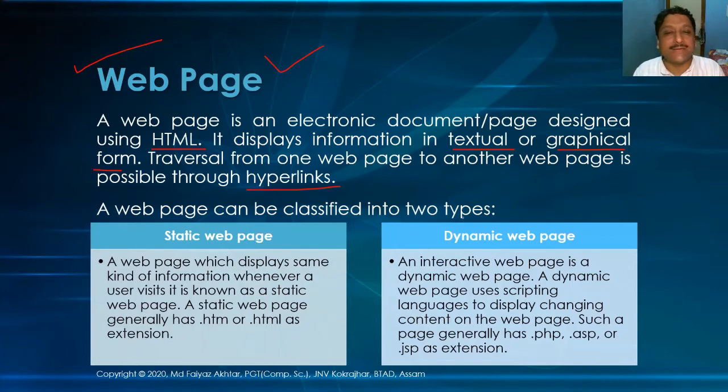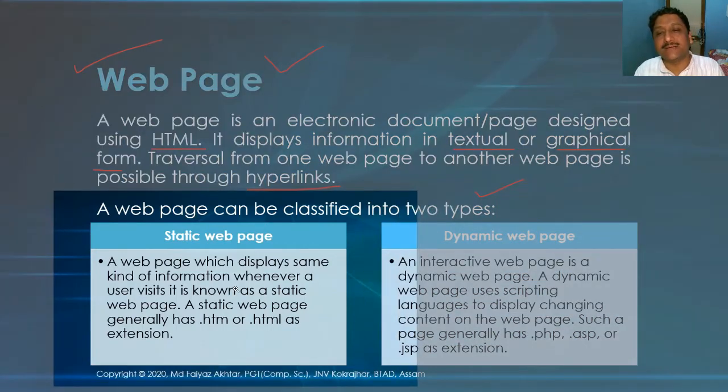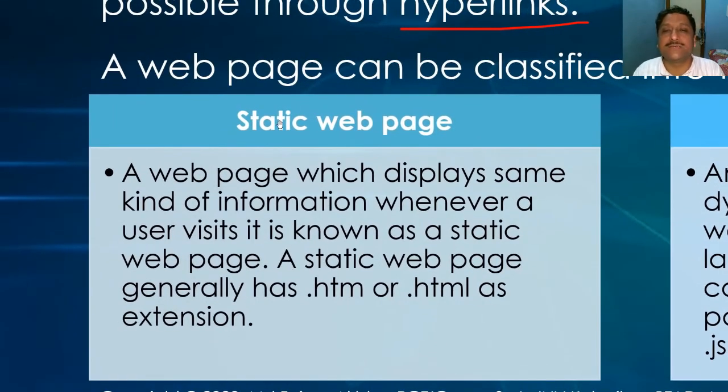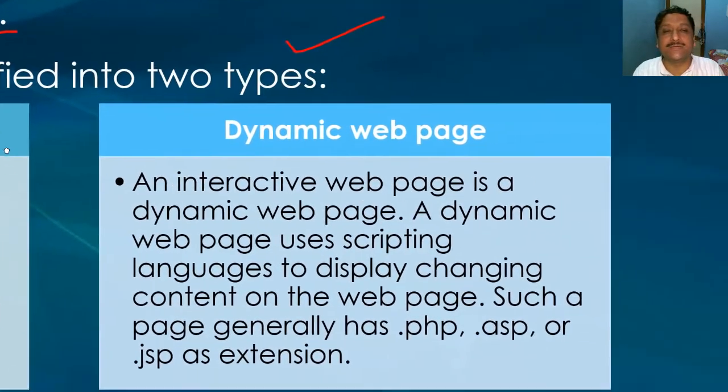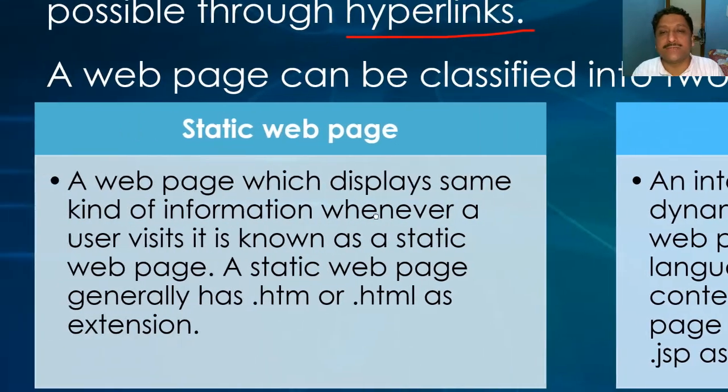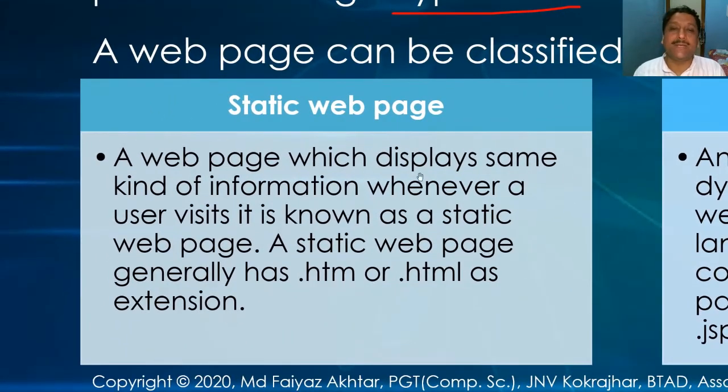Now a web page can be classified into two types. The first is known as a static web page and the other is known as a dynamic web page. Now see what a static web page is. A web page which displays the same kind of information when a user visits. Each time you open a static web page, it will display the same kind of information. This is known as a static web page.